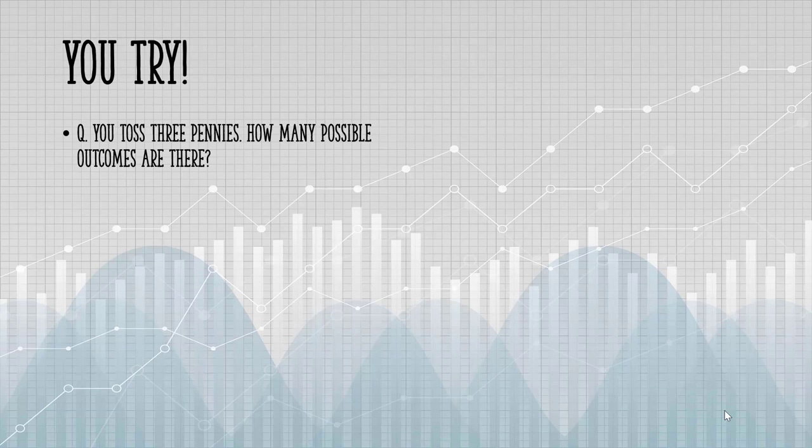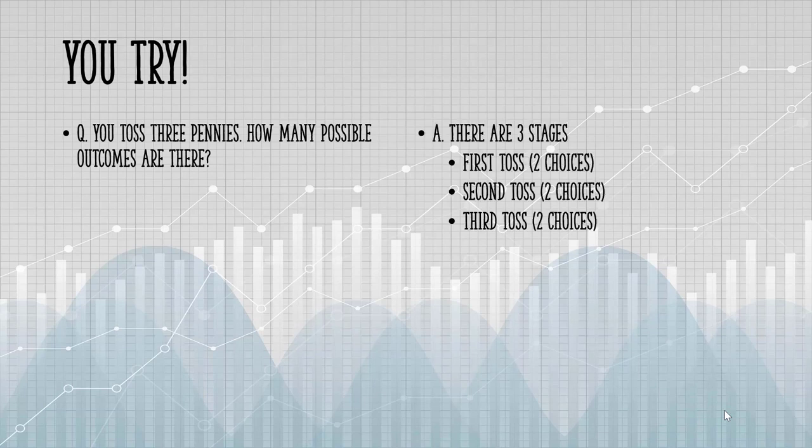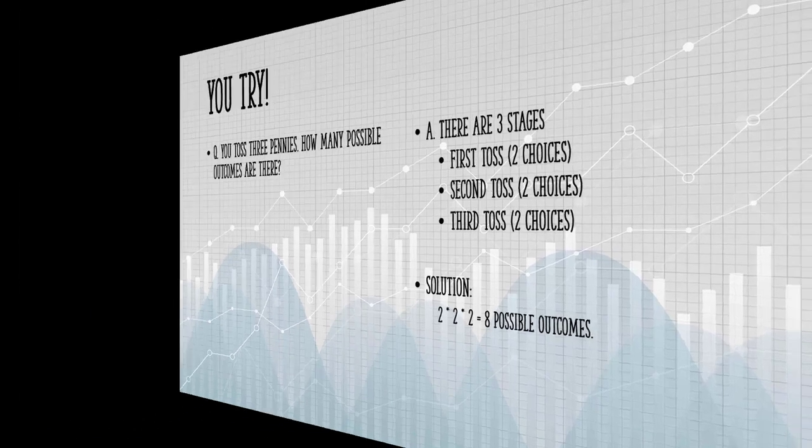We're tossing 3 pennies. That gives us 3 stages. We can toss a heads or a tails, which means each stage has 2 choices. The solution is 2 times 2 times 2, and that equals 8.